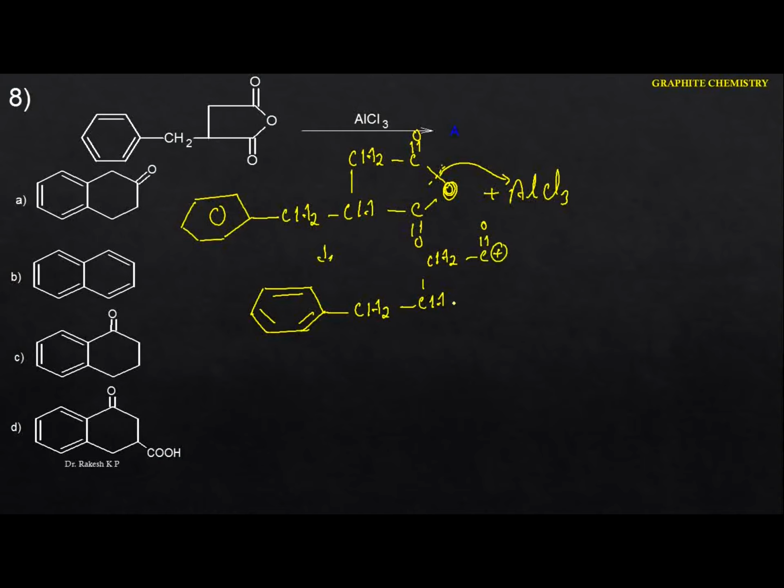See the next one here. This is the C double bond O, this is the O, that is the AlCl3 minus. But we know that this benzene ring is attached to this carbon which contains a hydrogen. That means it undergoes hyperconjugation. I mean this particular carbon is attached to here. Let me write this one here.